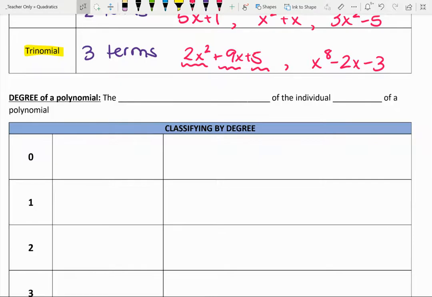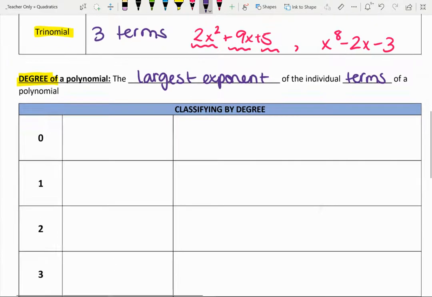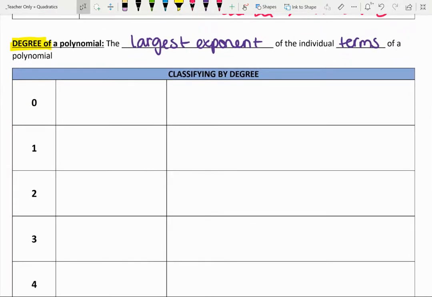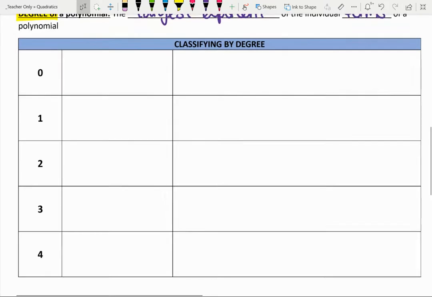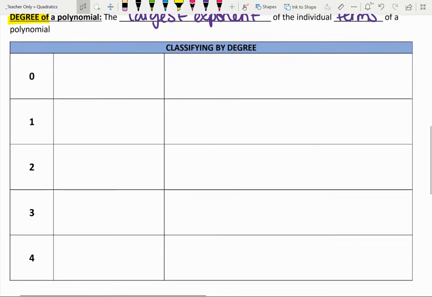The second way to classify a polynomial is by the degree. The degree of a polynomial refers to the largest exponent of the individual terms of a polynomial. So the highest exponent. It doesn't matter what the coefficient is, we're looking for the highest exponent. Exponents can get pretty wild, and we can have lots of different exponents, but we're going to just focus on a few here to keep things straightforward.